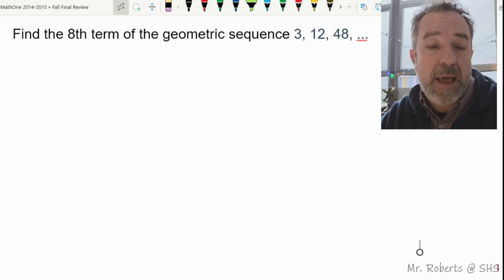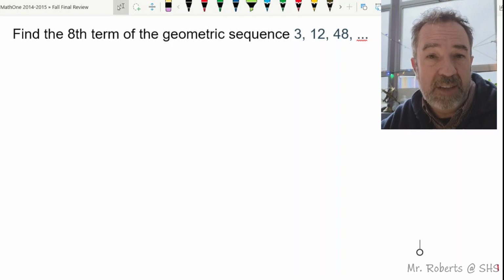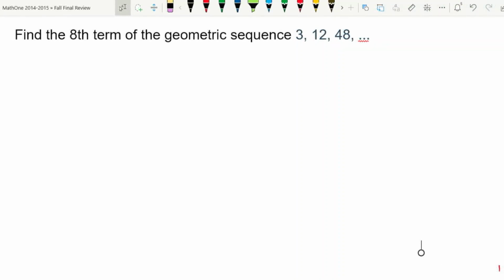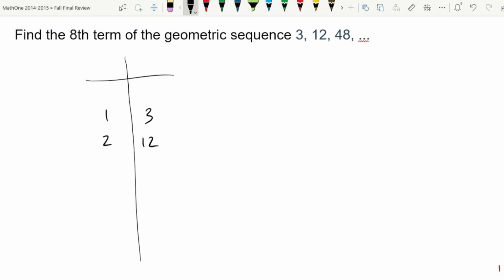So in this problem, I'm asked to find the eighth term of a geometric sequence. Now, because it's only the eighth term, I don't have to go very far down the list, and I'm kind of tempted to just say, let's just extend the table out, and I can do this. So I know that the first value is 3, the value at spot 2 is 12, and the value at spot 3 is the number 48.